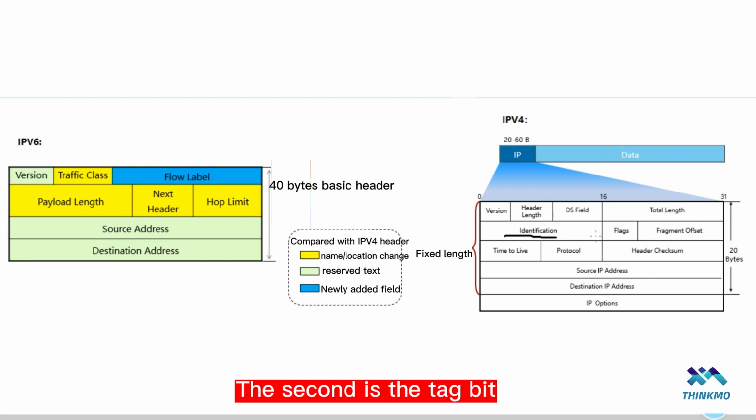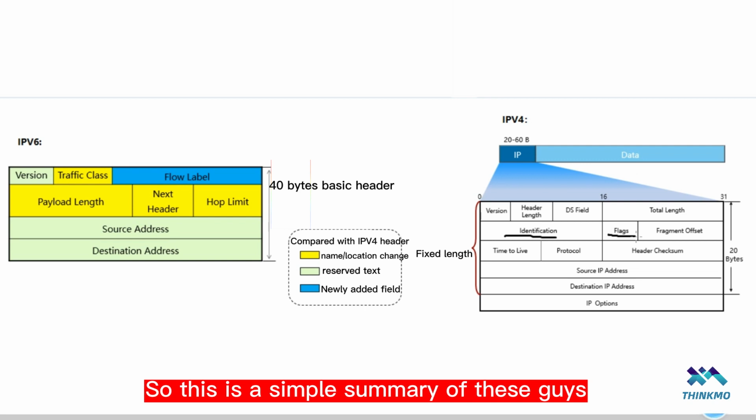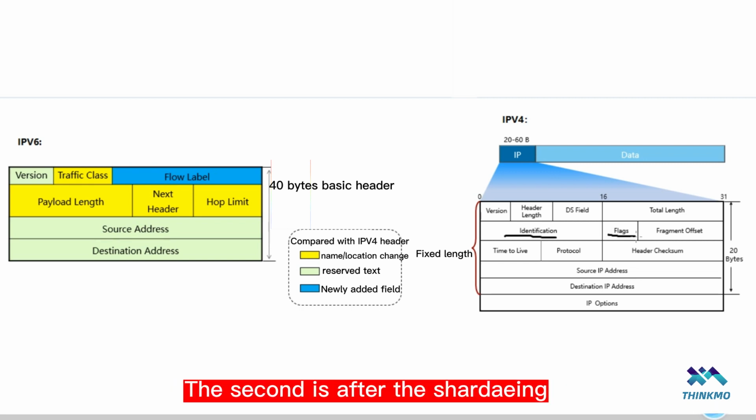The second is the flag field. There are basically 3 bits involved: one is the reserved bit, one is the DF bit, and one is the MF bit. This is a simple summary of these parameters. They are all about whether to fragment or not. The second is after fragmentation, that is, when the packet is cut. When the first one was sent to you, I wanted to tell you if there were any more, so through the corresponding field, it tells the peer end that this is the case.